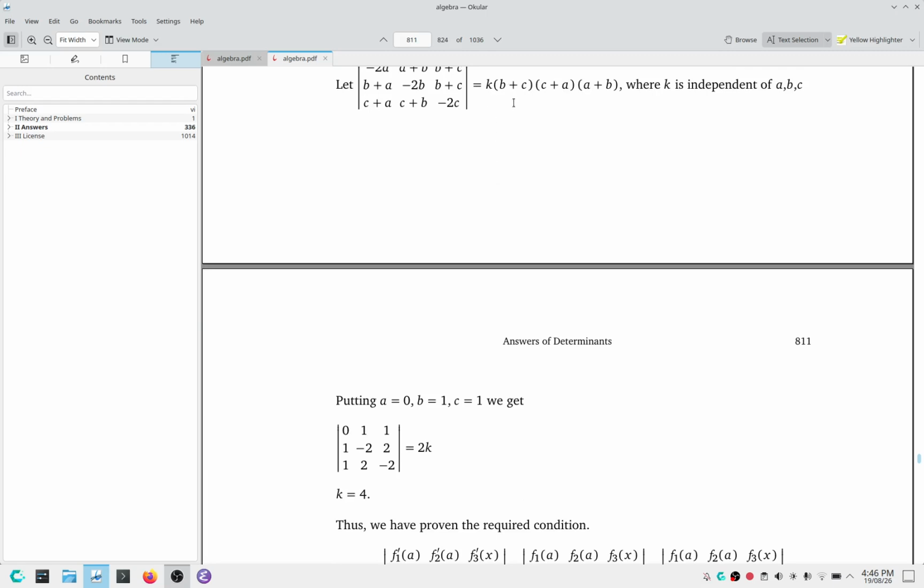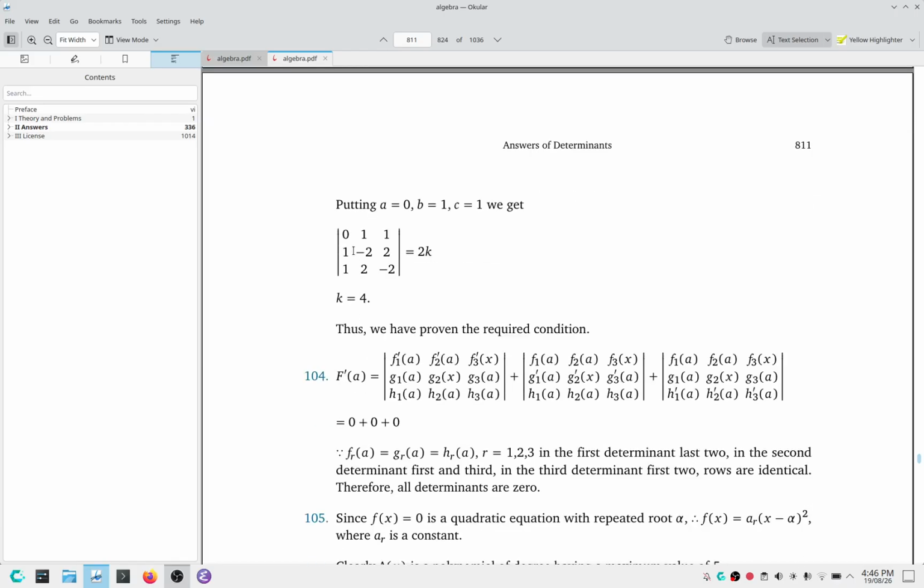Once we have this, we can put A is equal to 0, B is equal to 1, C is equal to 1, and we immediately see that K is equal to 4.